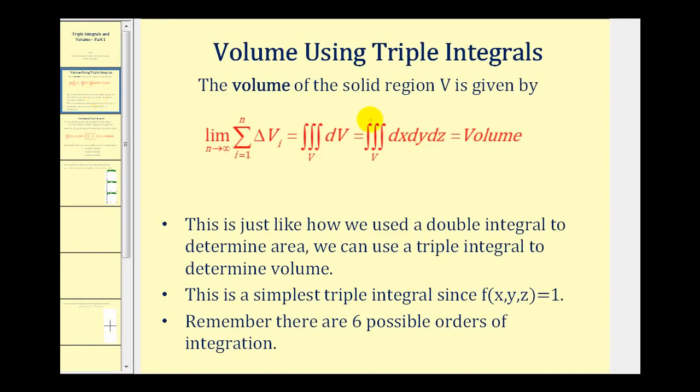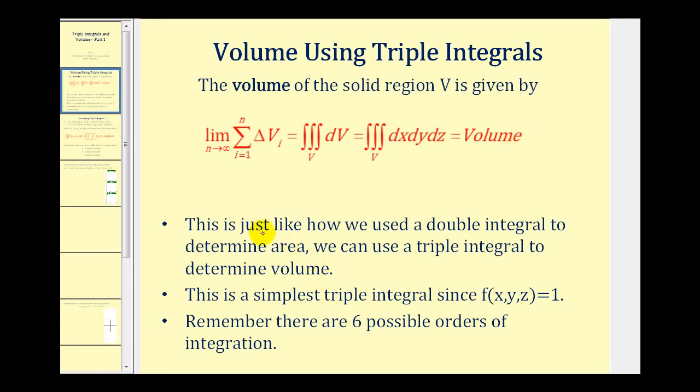We can determine the volume of a solid region V by using a triple integral over the region V integrated with respect to V, which means if we let the integrand equal the most basic function f of x, y, z equals 1 and rewrite differential V as dx, dy, dz or some other order of these three differentials, and then let the limits of integration represent the solid V, this will give us the volume of the solid.